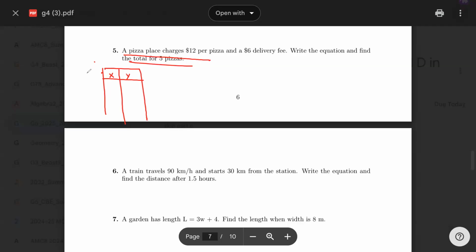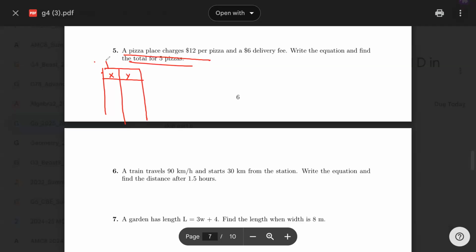So what is the input? What is the output? What depends on what? Does cost depend on pizza or pizza depend on cost? First we're going to do 5 pizzas. Sanskriti, I'm not in a hurry at all. What is the input quantity? What is the output quantity? So the $12 per pizza would be the y, and then the x value would be 5 pizzas.